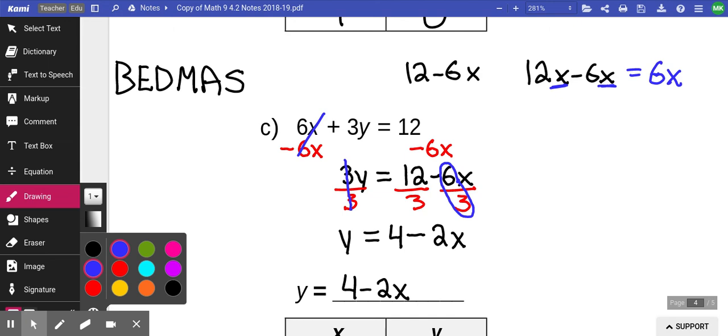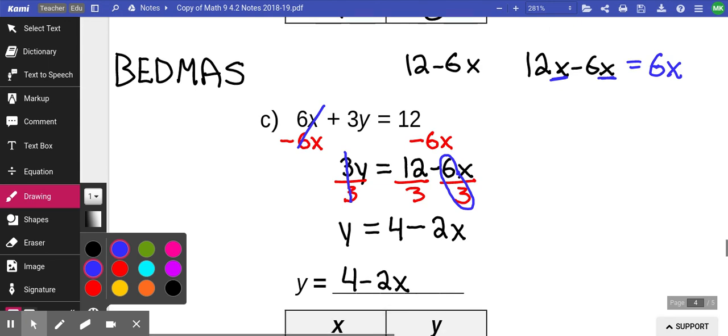Why did we stop? Good question. She asked, why are we done? Like, why did we stop at this moment? The reason we've stopped is because y is completely by itself on one side of the equal sign. So I go until there's nothing around y, and then I stop.